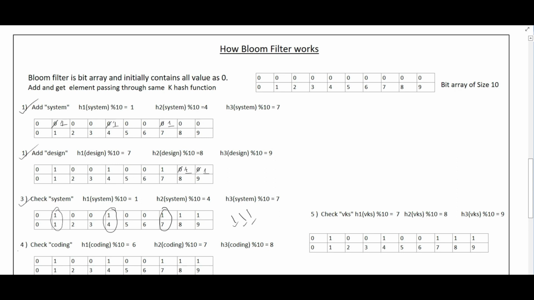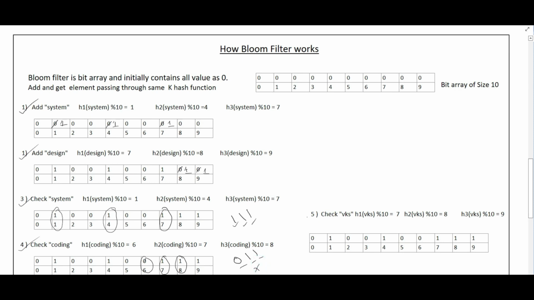So now let's check one more example here. When we try to check whether coding is present or not, again we'll pass it through the 3 hash functions. First hash function will return 6, so we'll collect the value from 6. Second hash function returns 7, so we'll collect the value from 7. Third hash function returns 8, so we'll collect the value from 8. So it will return 0 1 1. If any of the bits is 0, it means the element is definitely not present in the set. So that's what the Bloom filter implies here, right?